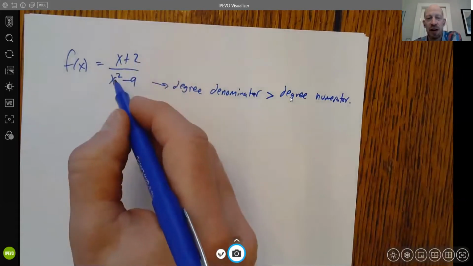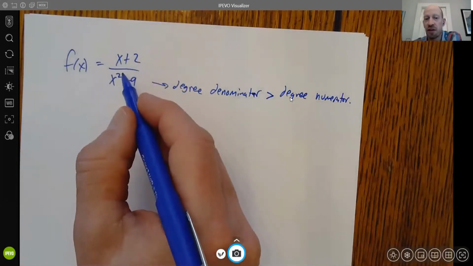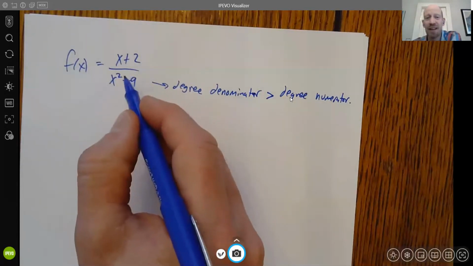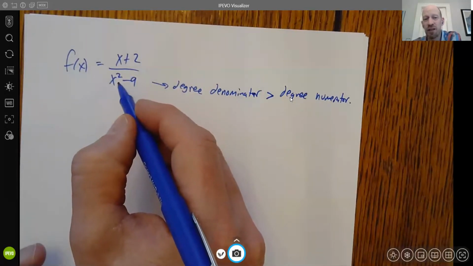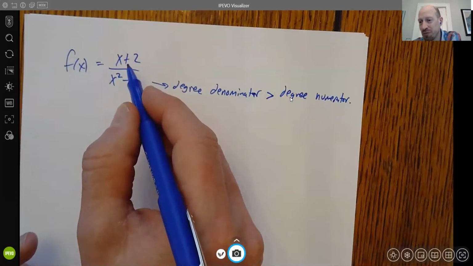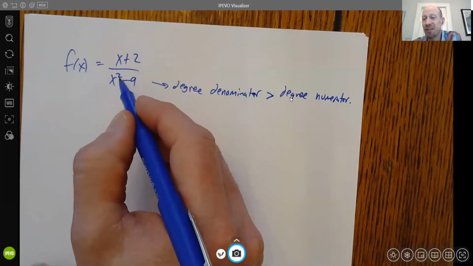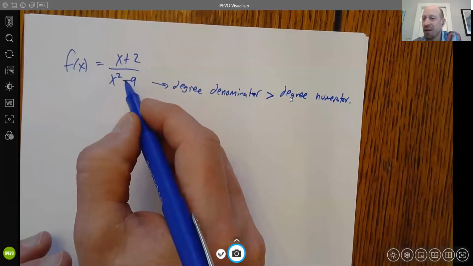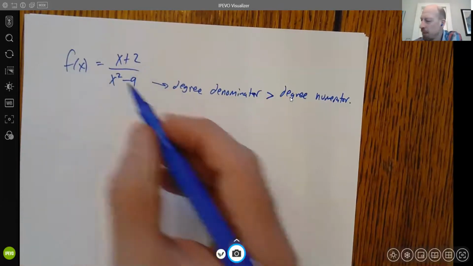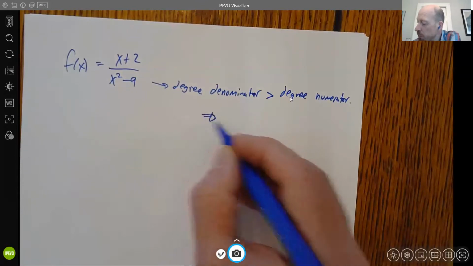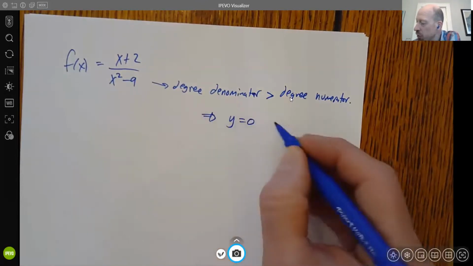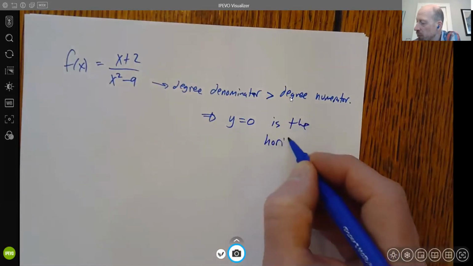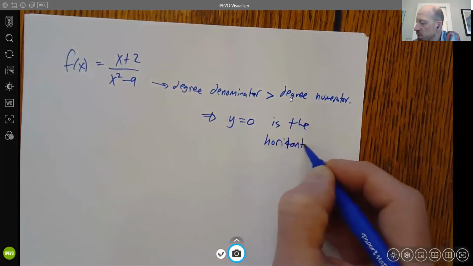that's what I have here, right? An x squared on the bottom and just an x on the top. What that means is the bottom is getting a lot bigger. As x is 100, 100 squared is a lot bigger than 102. And 1,000 squared is a lot bigger than 1,002. It gets bigger and bigger and bigger on the bottom, not nearly as fast on the top. This implies that y equals 0 is what's called the horizontal asymptote.